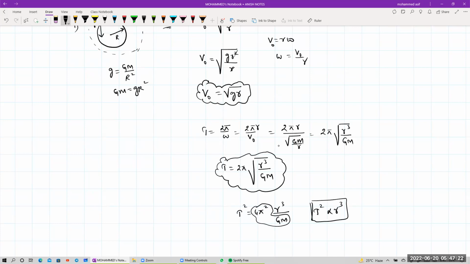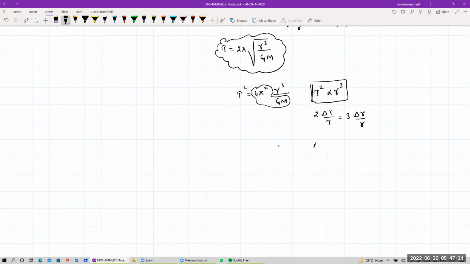Kepler's third law. If I'm writing in terms of error, this will become how much for me? 2 times delta T by T will be equal to 3 times delta r divided by r. So delta T divided by T will be equal to 3 by 2 times delta r divided by r. Very important formula. Got it?